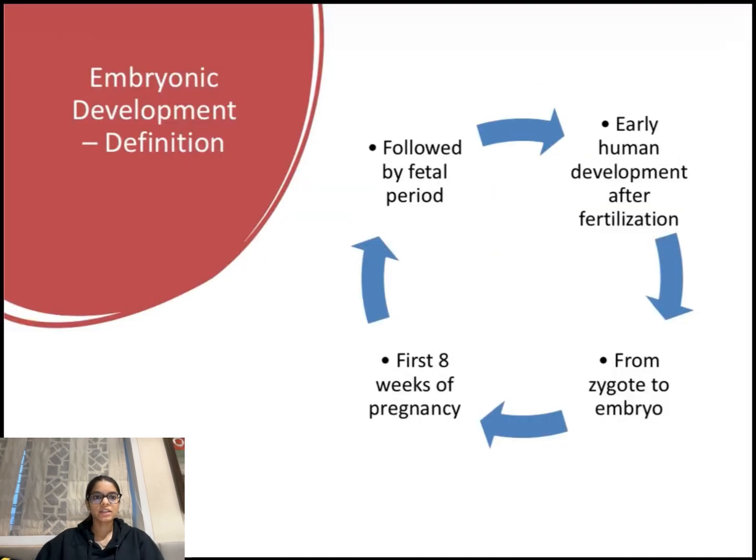Embryonic development. This slide explains the definition of embryonic development. Embryonic development refers to the early growth and differentiation of a human after fertilization. It starts with the formation of the zygote and continues until the end of the 8th week of pregnancy. After the 8th week, the developing organism is called a fetus. During the embryonic period, rapid cell division, cell differentiation, and organ formation occur, making it the most crucial phase of prenatal life.